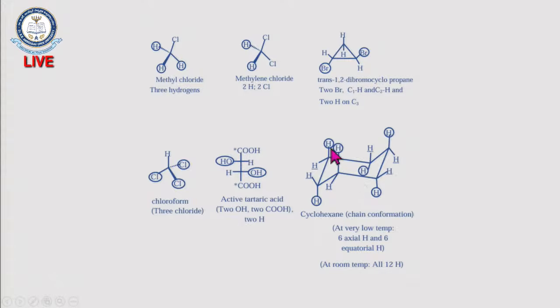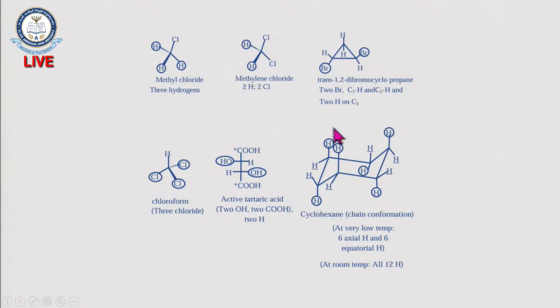At very low temperature, 6 hydrogens are different from the other 6 hydrogens. That means you can see two types of homotopic ligands present in this cyclohexane. Why are the 12 hydrogens the same at room temperature? At room temperature, a rapid interconversion of the cyclohexane conformation occurs, that means axial to equatorial and equatorial to axial interconversion. That is why all the hydrogens lie in the same environment.